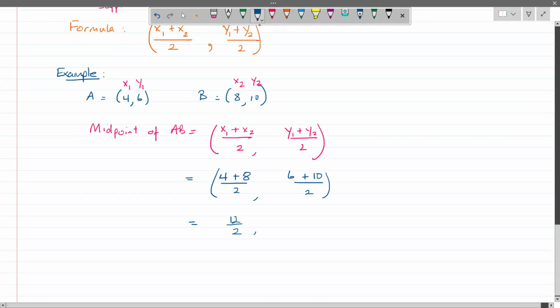12 over 2, 10 plus 6 is 16 over 2. 2 into 12 will give me 6. 2 into 16 will give me 8. And that's how we find the midpoint of our line.